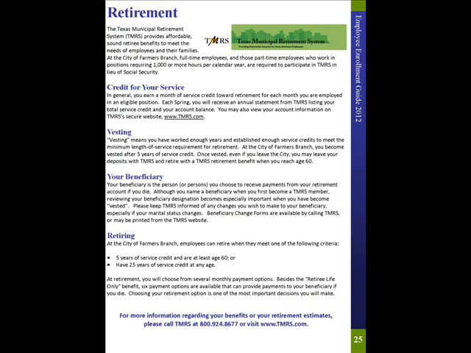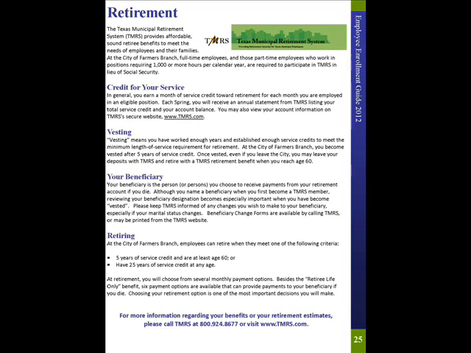Page 25. Retirement. The Texas Municipal Retirement System, TMRS, provides affordable, sound retiree benefits to meet the needs of employees and their families. At the City of Farmers Branch, full-time employees and those part-time employees who work in a position requiring 1,000 or more hours per calendar year are required to participate in TMRS in lieu of Social Security. Credit for your service. In general, you earn a month of service credit toward retirement for each month you are employed in an eligible position.